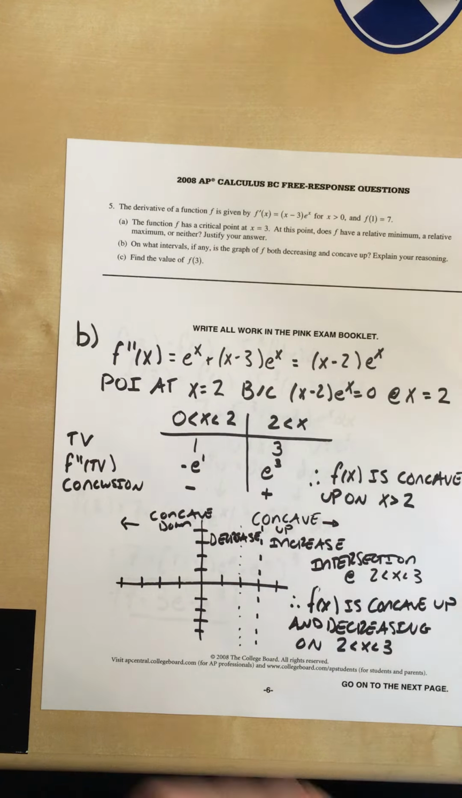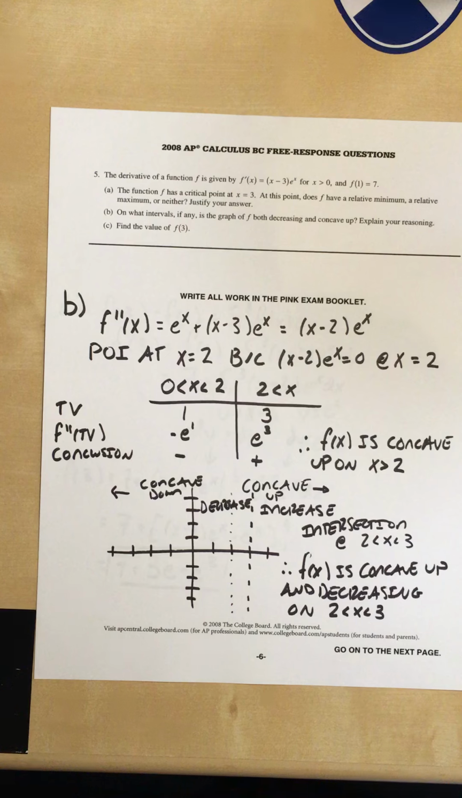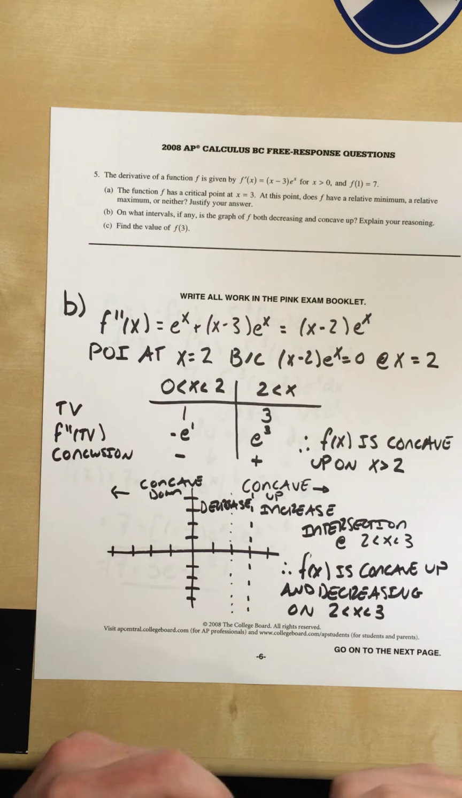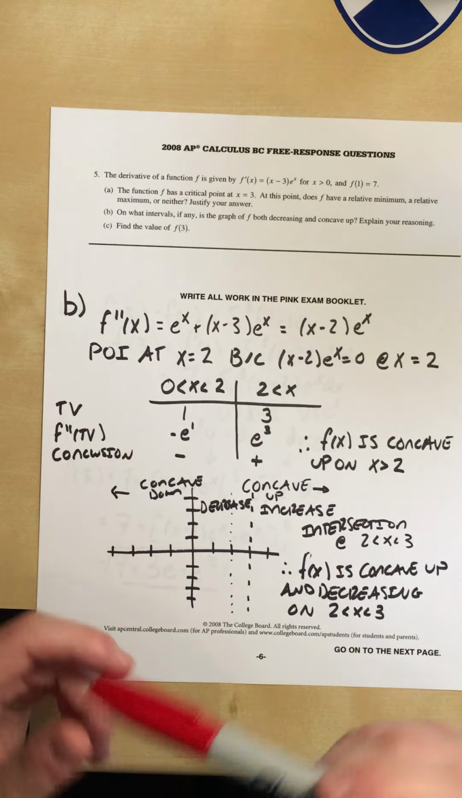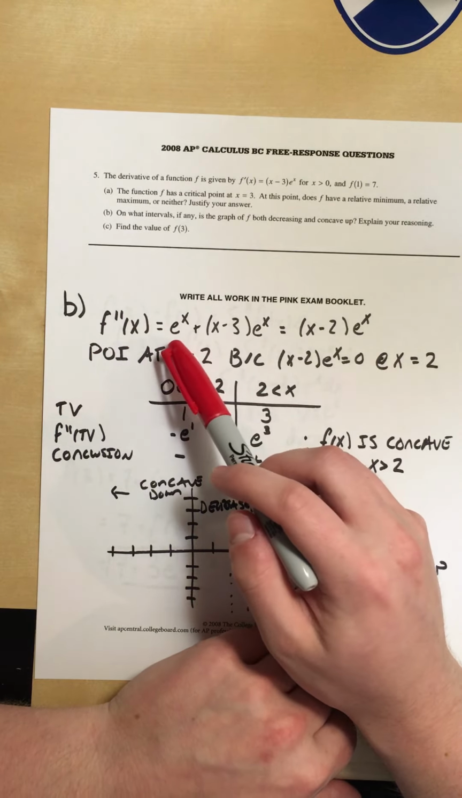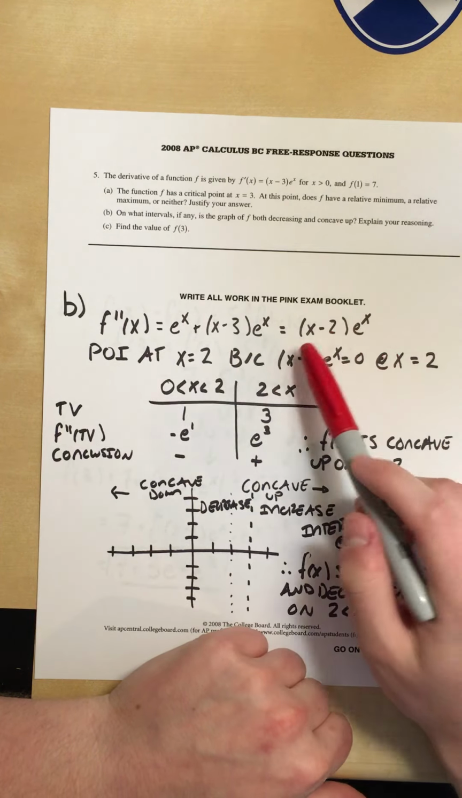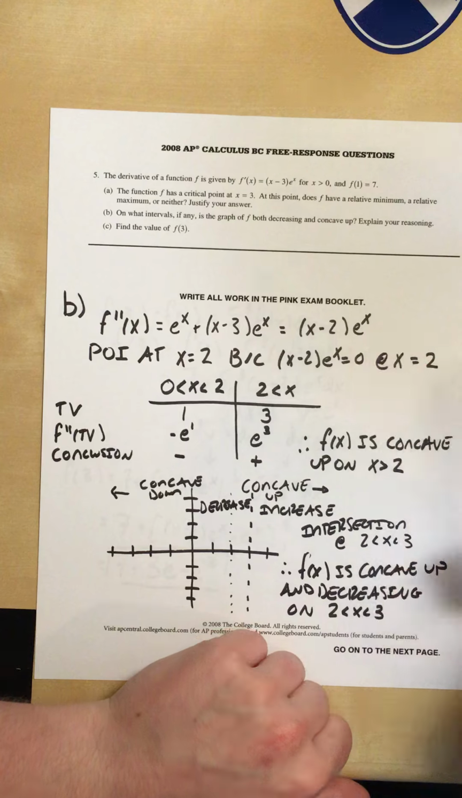So in part B, it asks, on what intervals, if any, is the graph of f both decreasing and concave up? Explain your reasoning. So as soon as you see concave up or down, you'll want to find the second derivative. Luckily, we already have the first derivative, so that really is only one operation. So what you do is you do a quick little chain rule on the first derivative, and you get that the second derivative is e to the x plus x minus 3 times e to the x. You can simplify this to x minus 2 times e to the x.